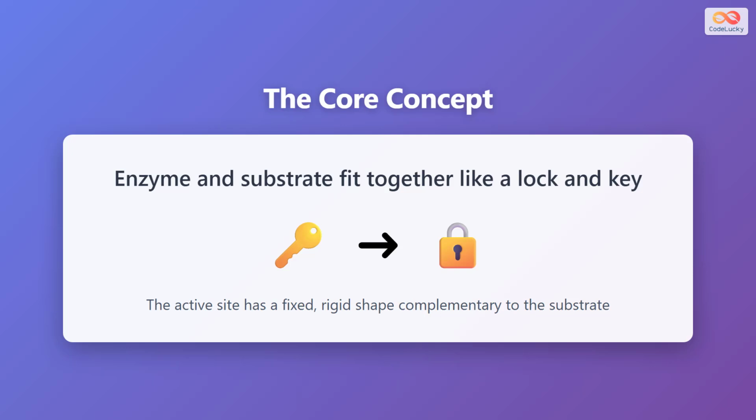The central idea of the lock and key model is beautifully simple. Just as a specific key fits into a particular lock, an enzyme and its substrate fit together with precise complementarity. The enzyme has a region called the active site, which has a fixed, rigid three-dimensional shape. The substrate must have an exact complementary shape to bind successfully to this active site. This explains why enzymes are so selective, and why each enzyme typically works with only one specific substrate or a small group of structurally similar substrates.